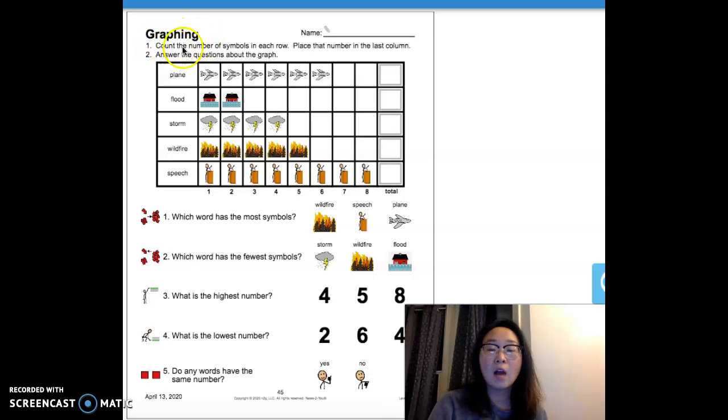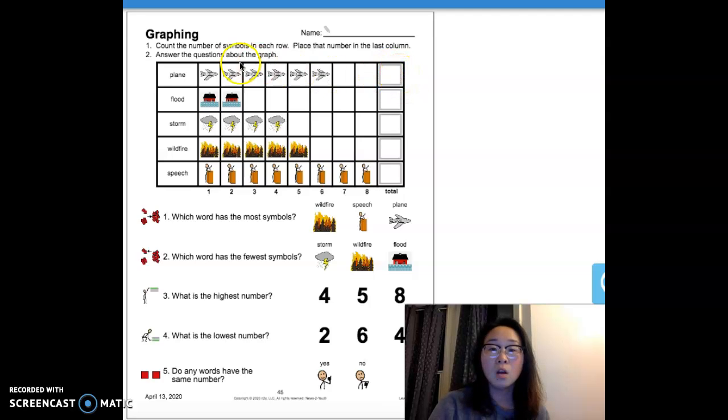It says, count the number of symbols in each row. Place that number in the last column. Number 2, answer the questions about the graph. So we're going to complete this, then we're going to complete this part. So it says count the number. We're going to count how many symbols are in each row, and then we're going to put the number over here.